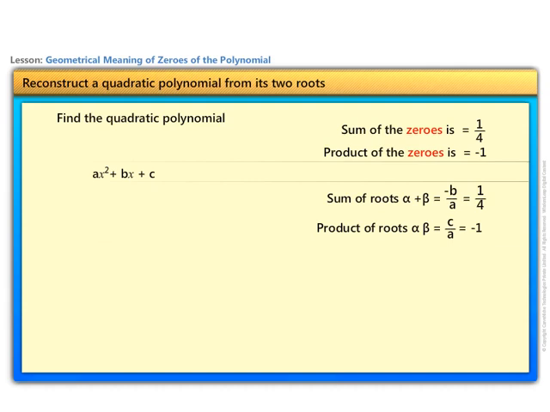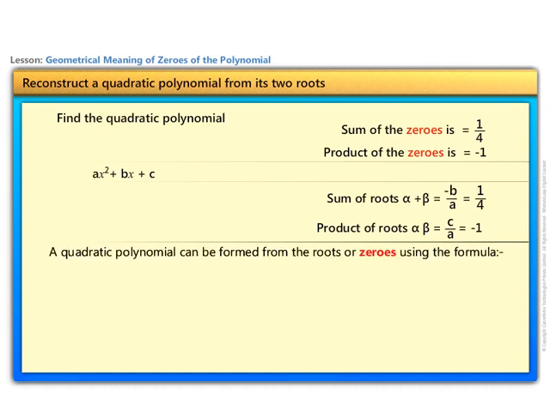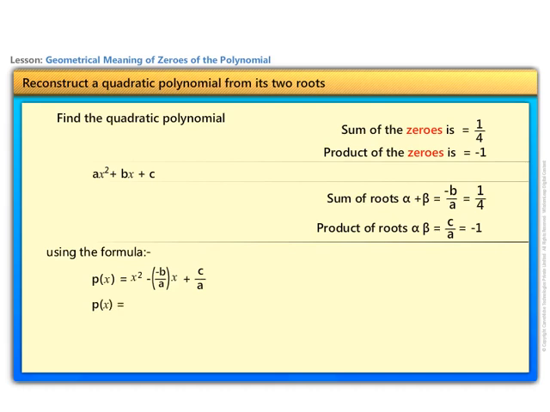The product of the roots, that is alpha into beta, is equal to c by a, which is equal to minus 1. A quadratic polynomial can be formed from the roots or zeros using the formula p of x is equal to x squared minus b by a x plus c by a. That is, p of x is equal to x squared minus sum of two zeros x plus product of two zeros.